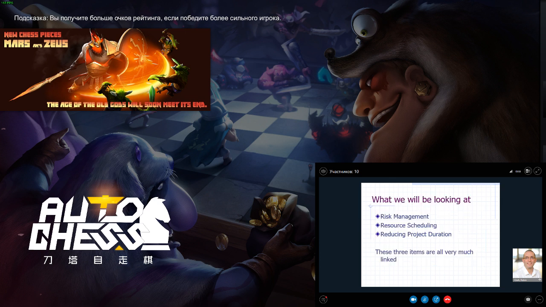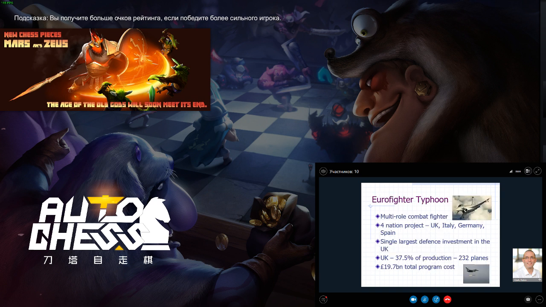So we're going to talk a little bit about a few topics in this first bit. We're going to talk a little bit about risk management. I'll just briefly touch on resource scheduling, and then I'll tell you a little bit about how we go about reducing project duration. So three things, they're all very much linked together.